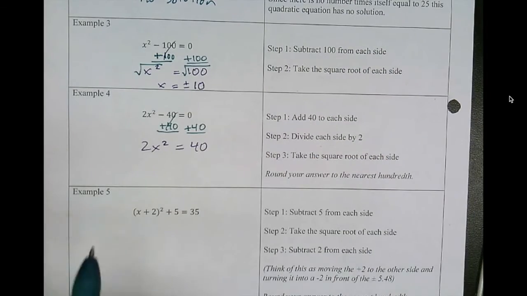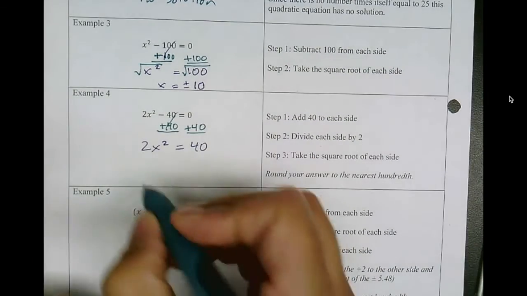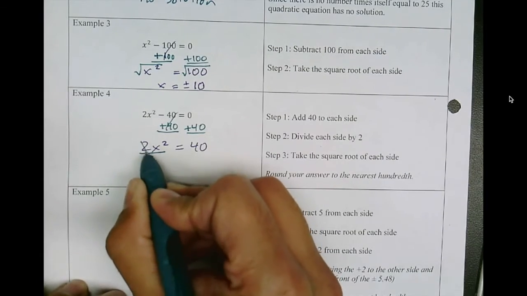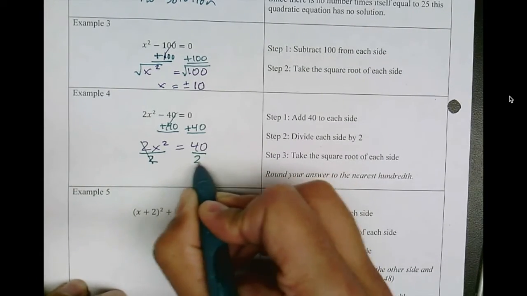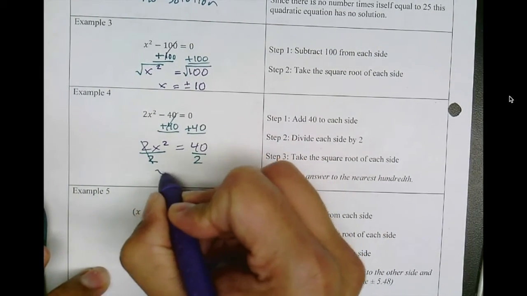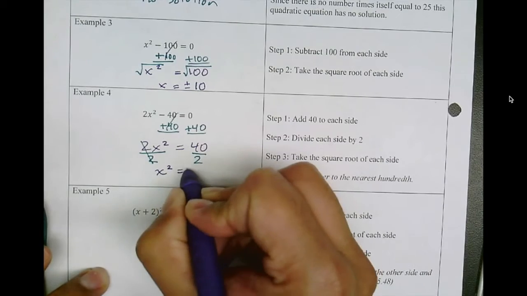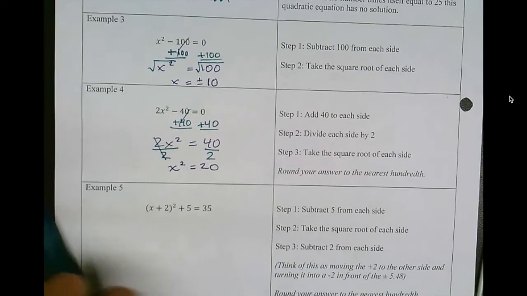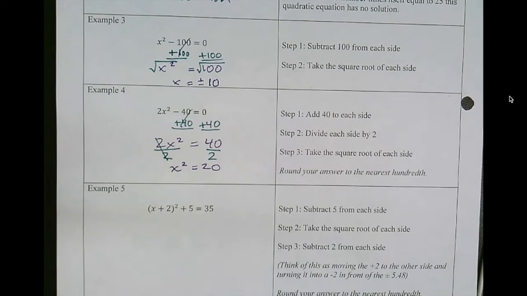Now we continue solving by getting rid of this 2. Let's divide by 2 to cancel out the 2 here. Divide by 2 on this side as well to keep the equation balanced. That gives us x squared is equal to 20. Okay, and now when you try to take the square root here, what you'll notice is we do not get a whole number answer. This time we have to use our calculator.